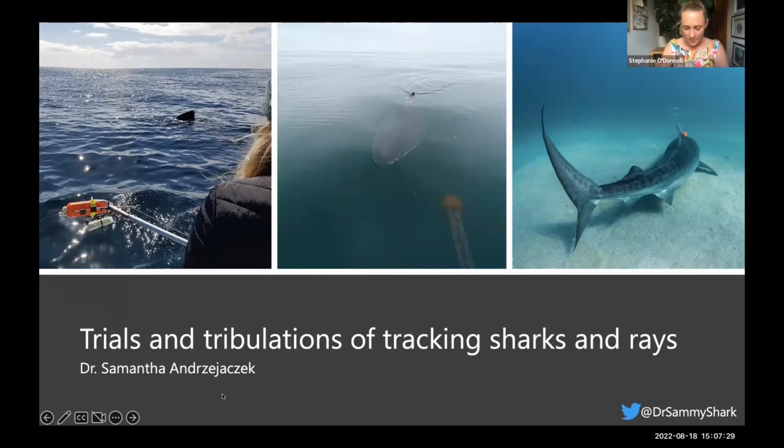I'm Sammy Andrzejaczek, and for my early career research so far, I've been mostly looking at the movements of sharks and rays. We have a few different tagging types we use with them and all have some associated challenges that I'll go through. And then I'll end with a bit of a wish list of what I wish our future tags would look like.